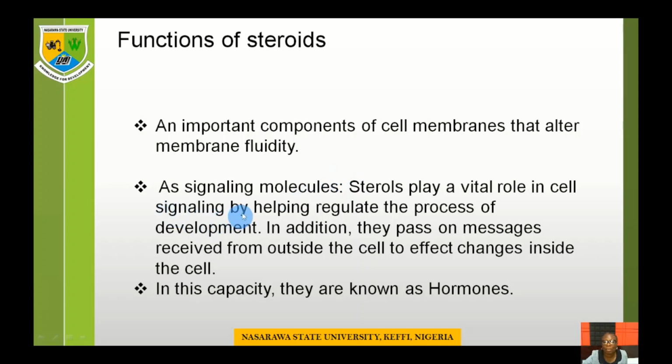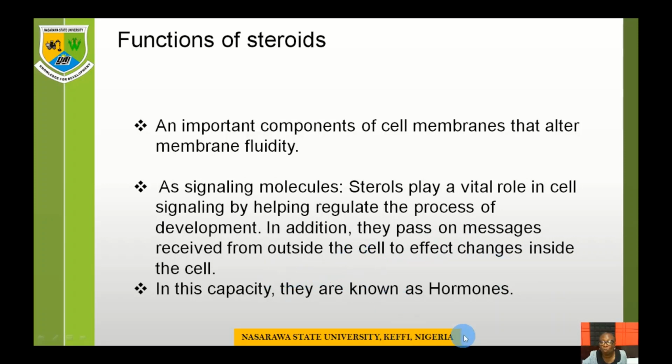They also function as signal molecules. The steroids play a vital role in cell signaling by helping regulate the process of development. So they play a vital role in signaling, and signaling will regulate the process of development, especially the steroid hormones. In addition, they pass on messages received from outside the cell to effect changes inside the cell.